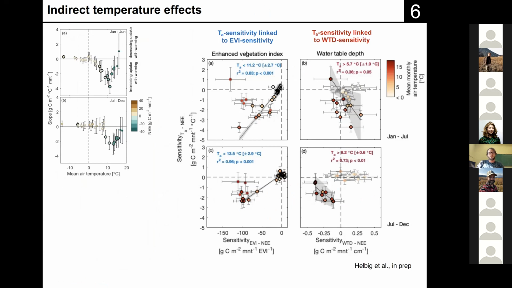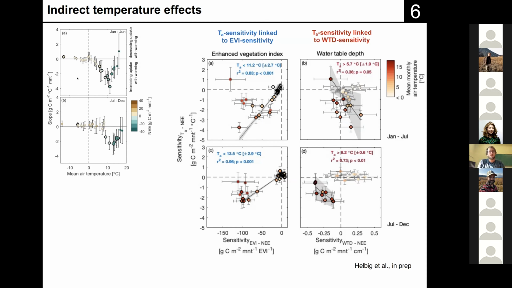So it can, for example, affect the leaf area index or, in general, the vegetation productivity, and we can use enhanced vegetation index to look at that. And also we know peatlands are very sensitive to water table depth, and there is a link between water table and temperature. Usually with higher temperatures, you have more evapotranspiration.